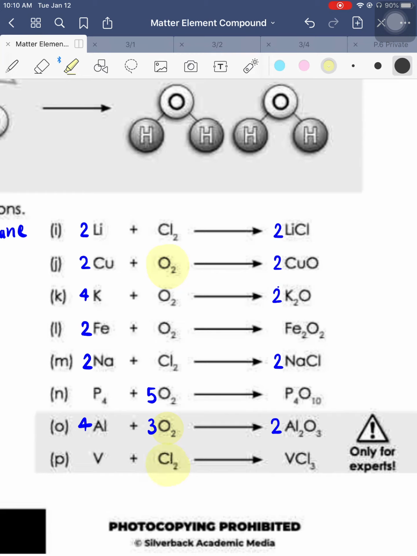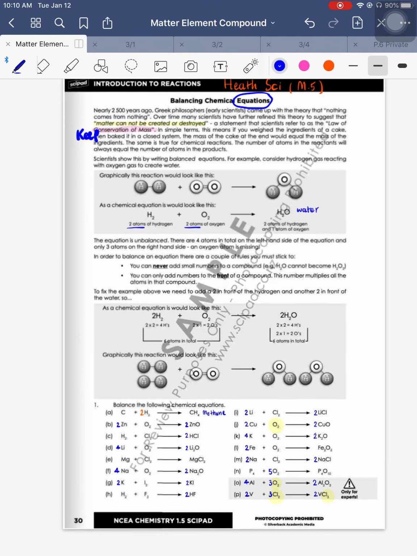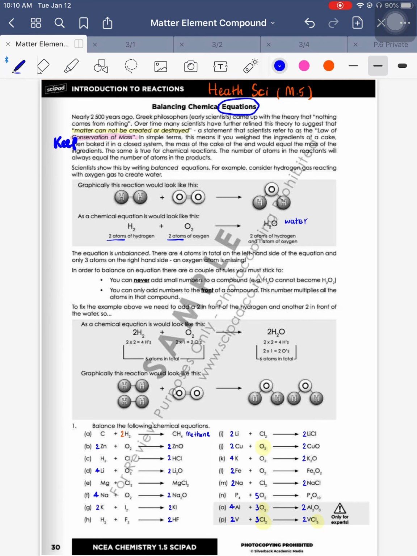Next one is also chlorine 2, chlorine 3. You have to find the common multiple, which is 6 maybe. Make your right-hand side 6 and your left-hand side 6 also. It will be 6 chlorine, 6 chlorine, and 2 V. V may be vanadium. It's very easy. You have to practice yourselves as well.